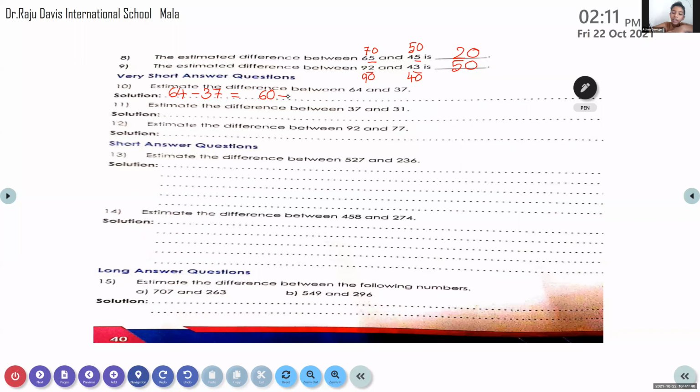The 7 is more than 5, so plus 1. So what will be the estimated number? 40. Okay. Now, 60 minus 40 will be 20. Okay.